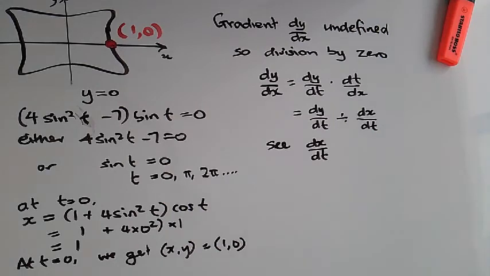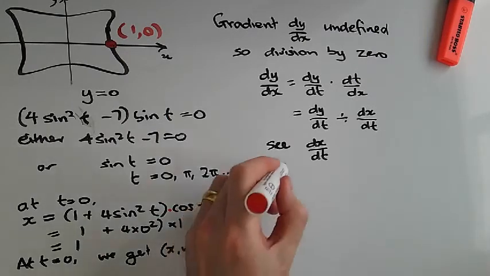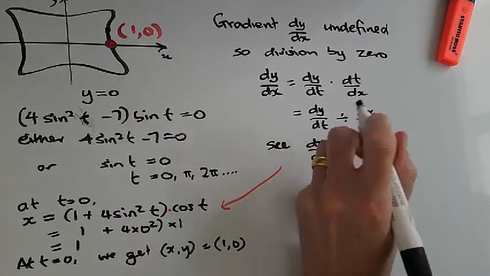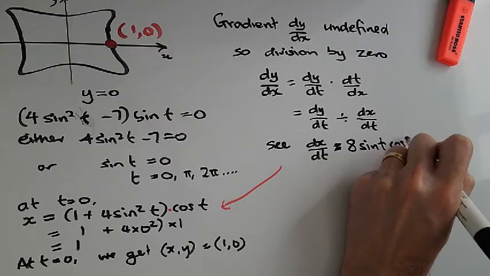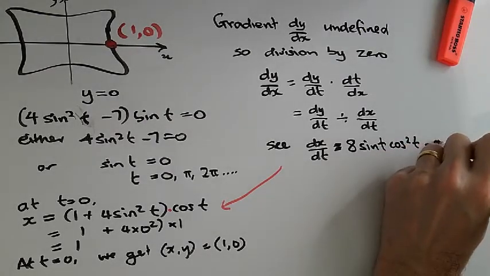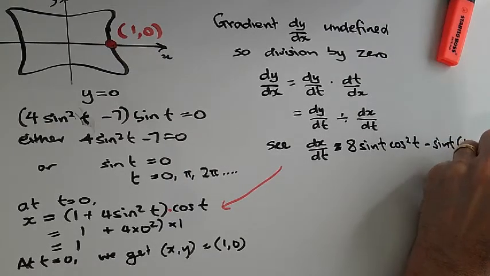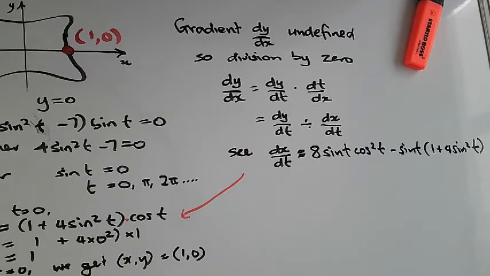Here's x down here. It needs differentiating with the product rule, it's got a product in it. We need to differentiate that, which is a little bit messy, and I'm just going to write out what that derivative is. dx/dt is equal to 8 times the sine of t times cos squared t minus the sine of t times the original term 1 plus 4 sine squared t. There it is.